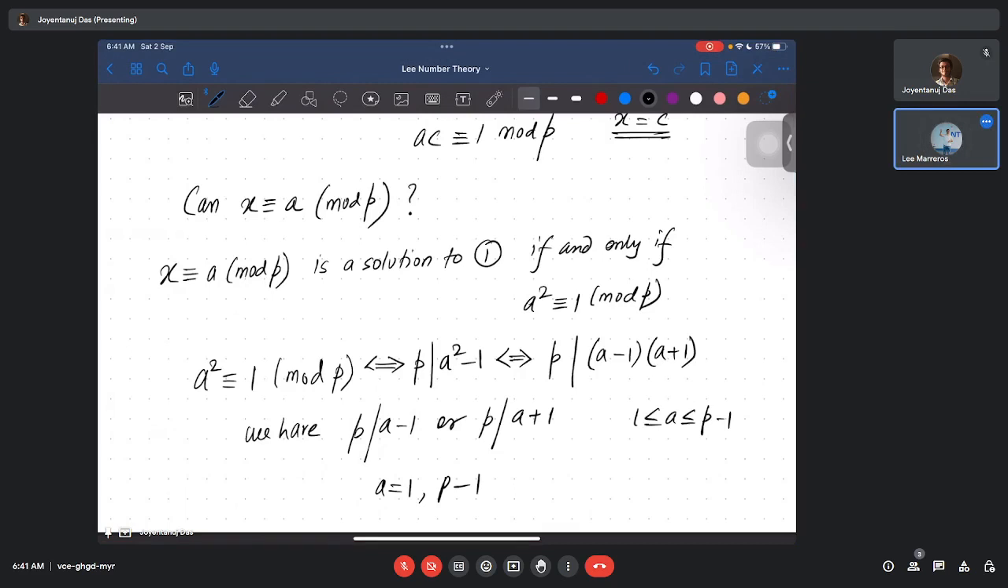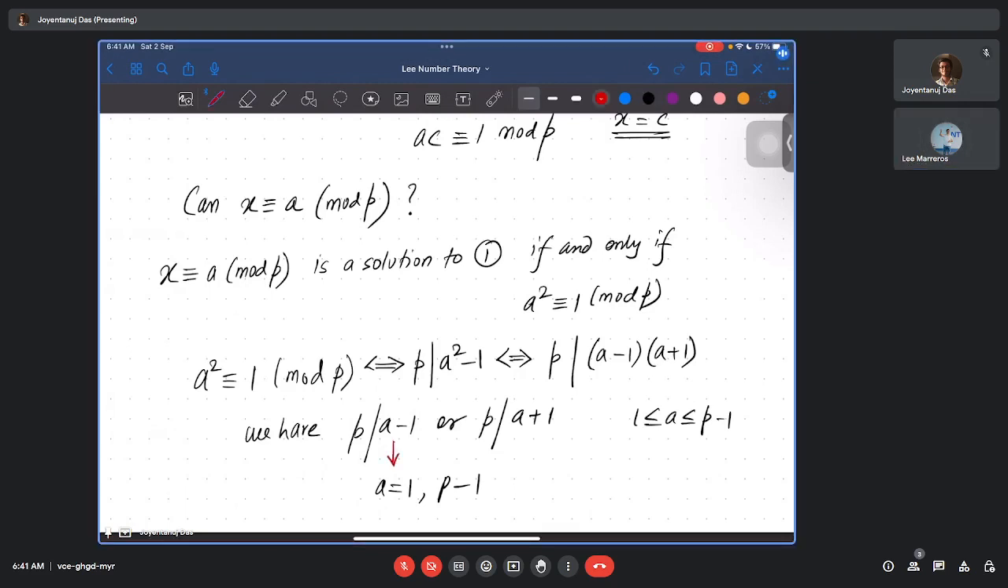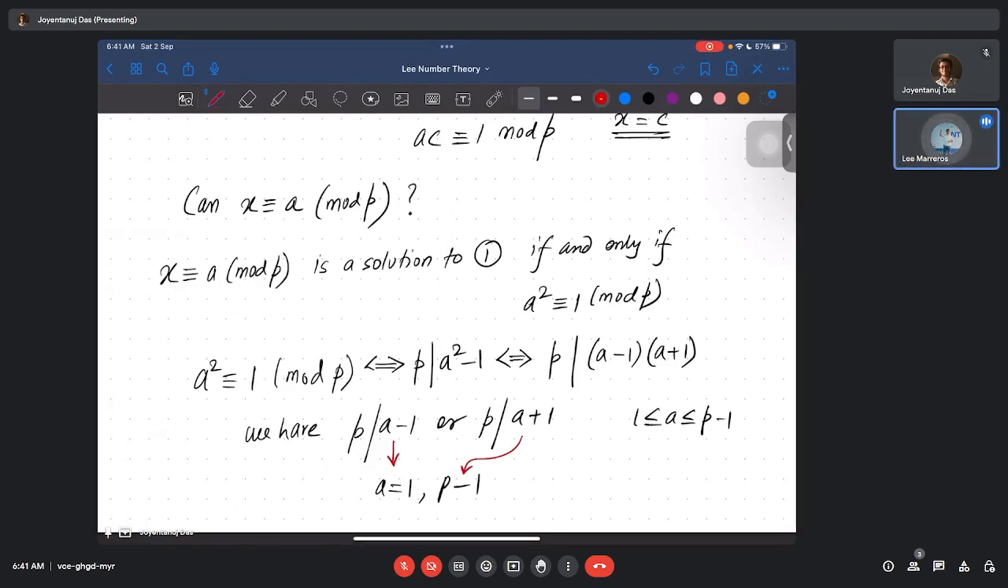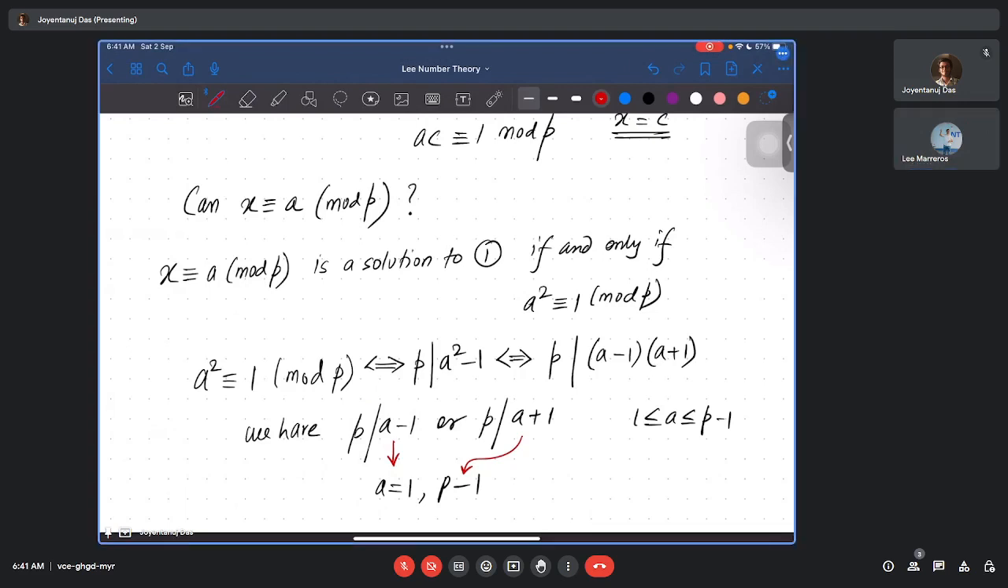Okay. So from here I am getting a equals 1, and from here I am getting a equals p minus 1. How come a plus 1 becomes p minus 1? No, no, I am taking the value of a. a is p minus 1. Then a plus 1 is p. So p divides p. So then it satisfies.